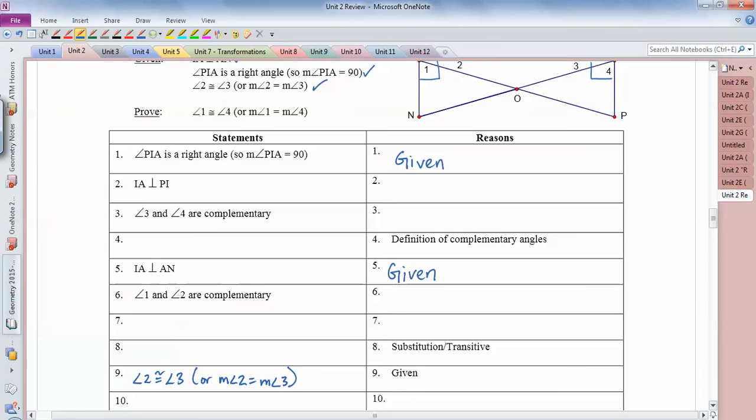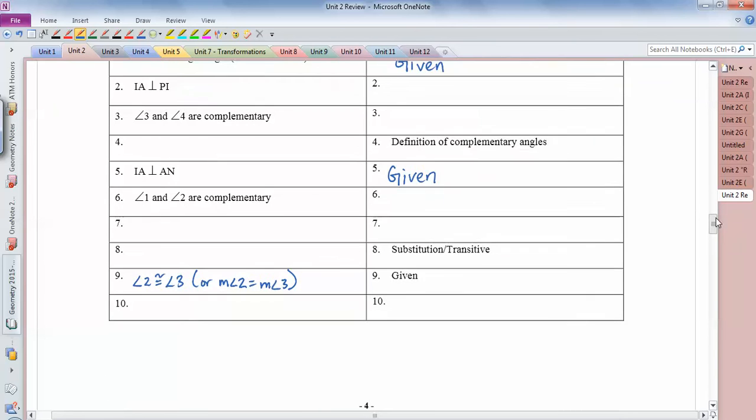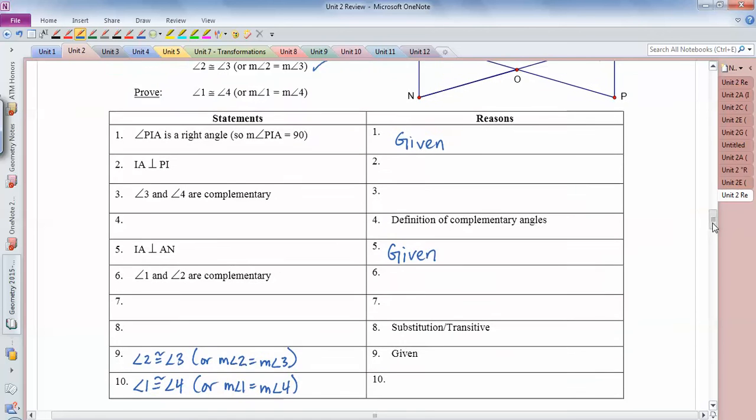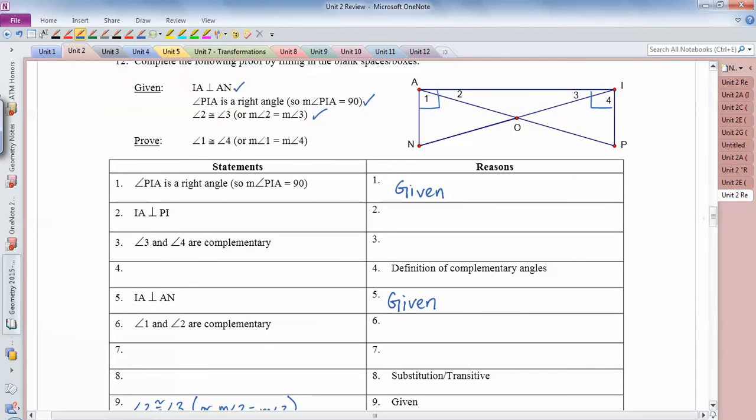The proof is that 1 is congruent to 4, or M angle 1 equals M angle 4. So that's got to go down here. But we don't know the reason yet. Okay, so let's work our way through this.